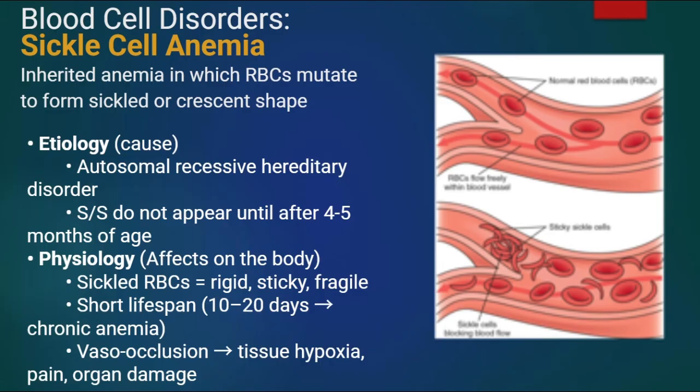From a physiology perspective, sickle cells are different in 3 key ways. They are rigid and sticky, so they clump together and block blood flow. They don't last as long, only about 10 to 20 days compared to normal RBCs that live 120 days. This leads to chronic anemia. They cause vaso-occlusion, meaning they block small blood vessels, leading to tissue hypoxia, pain crises, and potential organ damage.